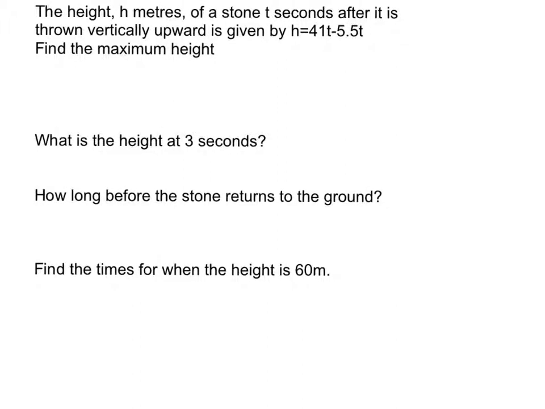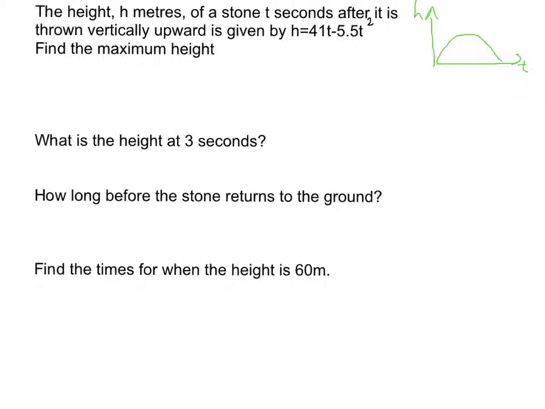Okay, for this question, the height h metres of a stone t seconds after it is thrown vertically upwards is given by h is equal to 41t, take away 5.5t squared, that should be. So I'm just going to add that little squared there. Find the maximum height. So the type of thing this would represent is, as a very quick sketch, a height versus time graph, it's going to look something like that.